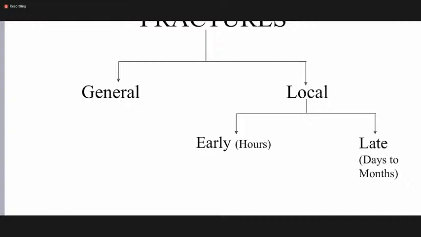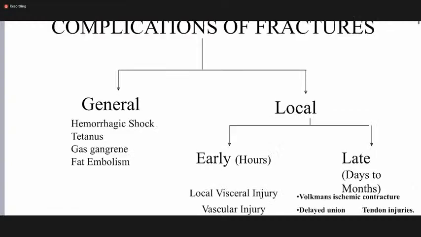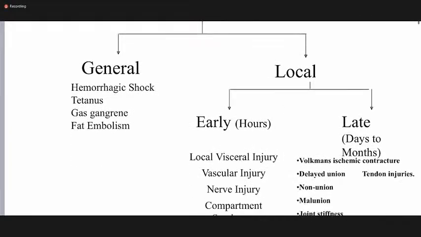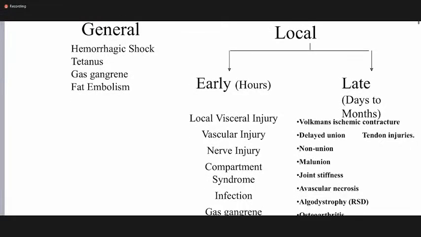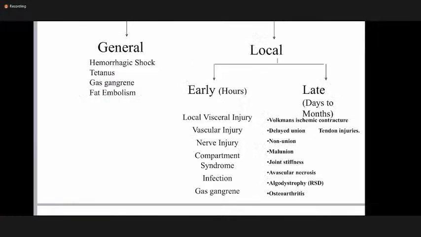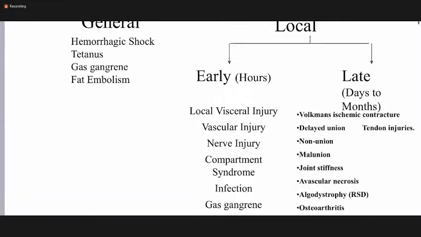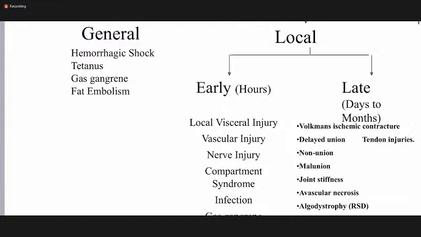The next slide is a busy slide, but we won't go into details. I'm sure later on in your time you'll look through. You can see general, there are like 4 complications. Local, of course, depends on the severity. You're not likely to get hemorrhagic shock when you get a fracture of the scaphoid, but tetanus is possible if you have a wound. Gas gangrene is possible. Even fat embolism if you get maybe a serious injury to the radius.